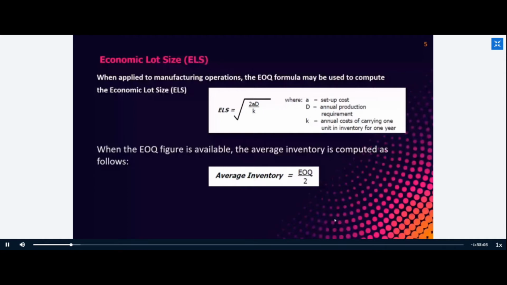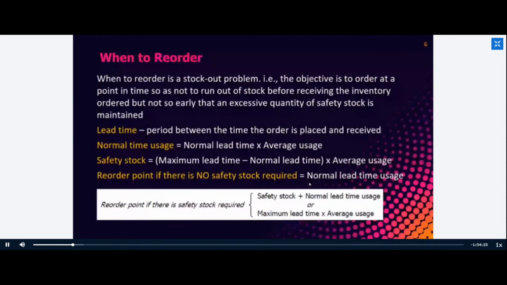All right. And when the EOQ figure is available, the average inventory is computed as follows: average inventory is equal to EOQ divided by 2. Again, this is not new to you. We have discussed the same formula when we discussed cash management. But take note, class, in EOQ we have the so-called safety stock. Later on, in this slide we'll introduce what safety stock is.